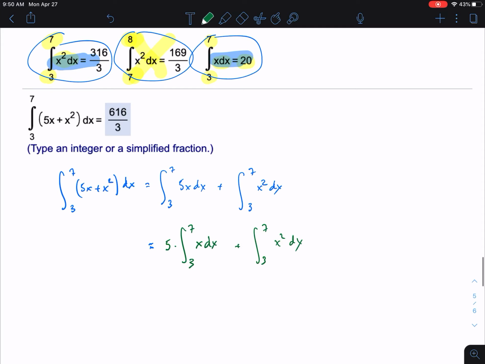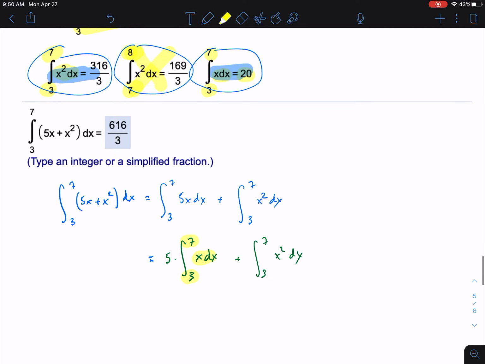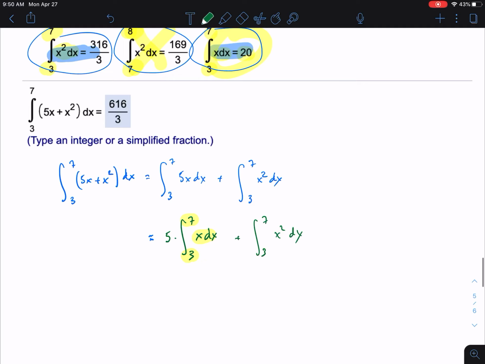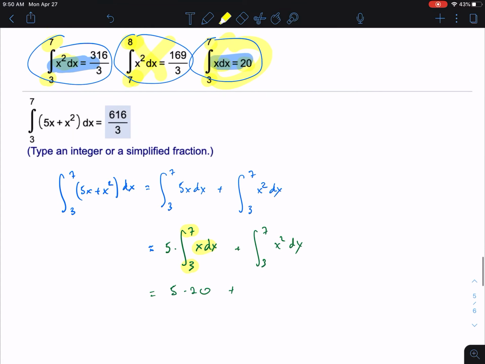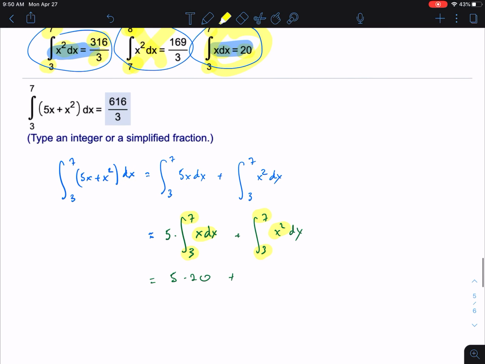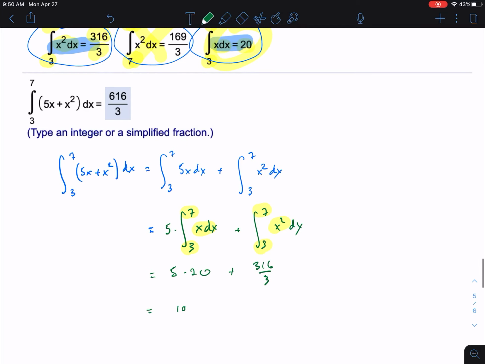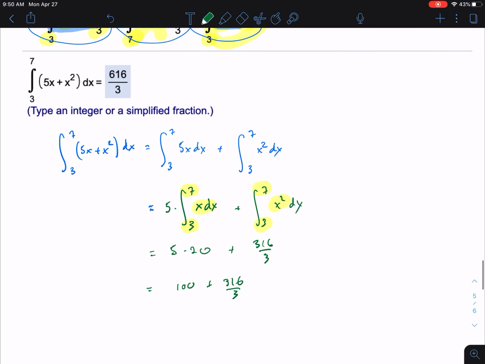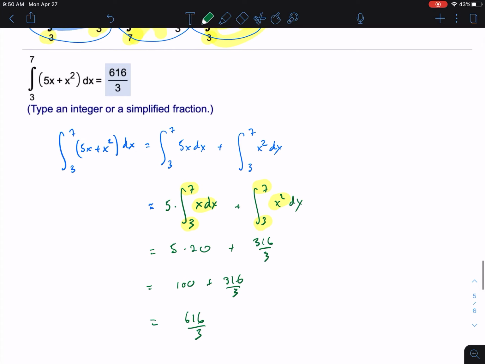All right. So now we're just going to plug in what we're given. We're given that the area under the curve of x dx, or the x graph between 3 to 7, is 20. So we're just going to fill that in. That means 5 times 20 plus, and then we're also given that the area under the curve x squared from 3 to 7 is 316 over 3. Then we just do the math, and that's 100 plus 316 over 3. Do this correctly, we get 616 over 3. Okay, so there it is.